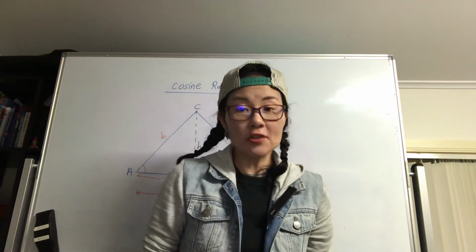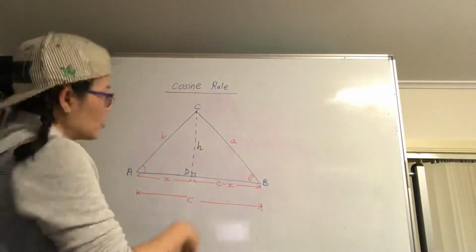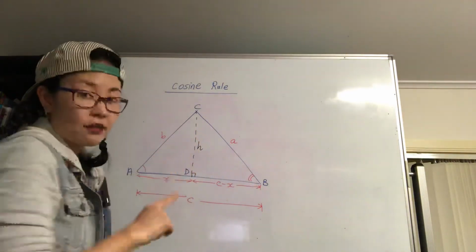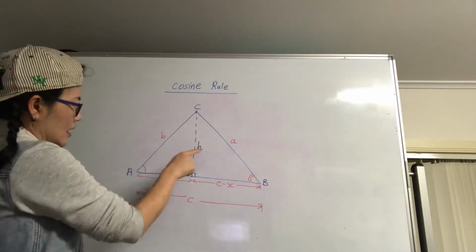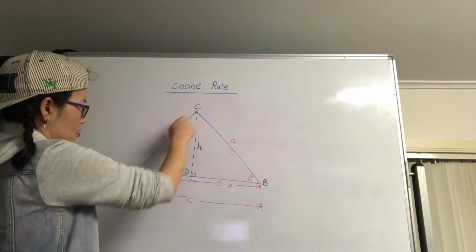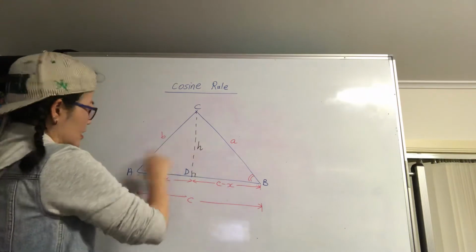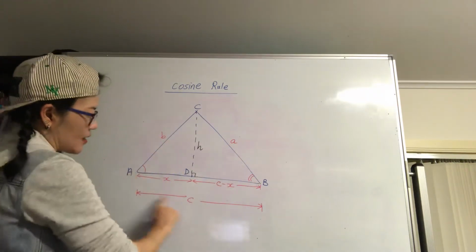Today's lesson is the cosine rule. Let's have a look. I've got this non-right angle triangle, and I've put A, B, C there, and the little letter symbolizing the side of the triangle. So that's A, that's B, and that's C.